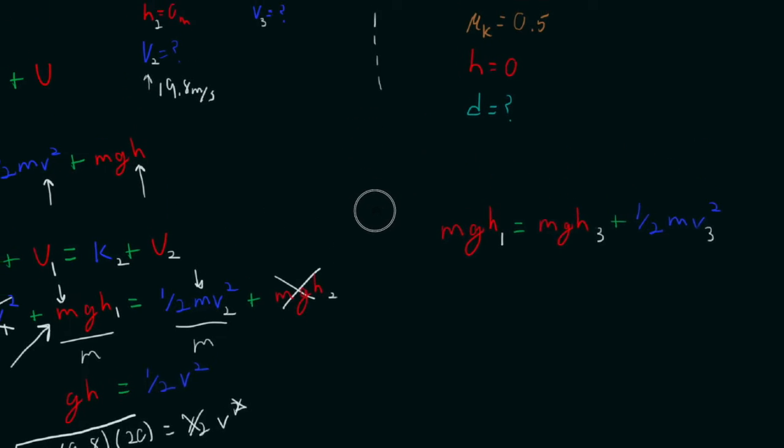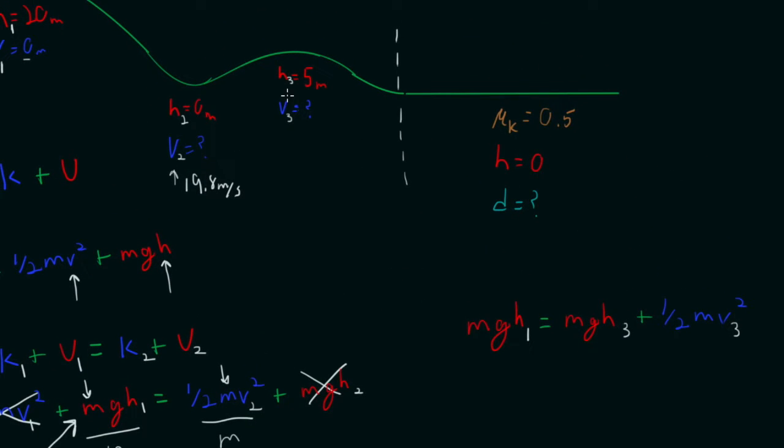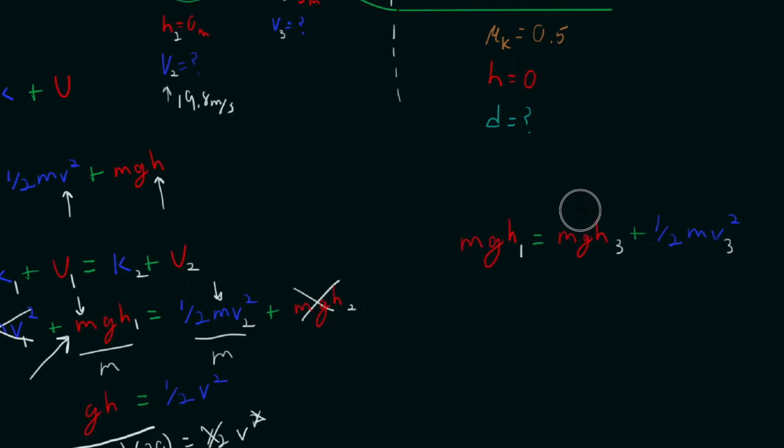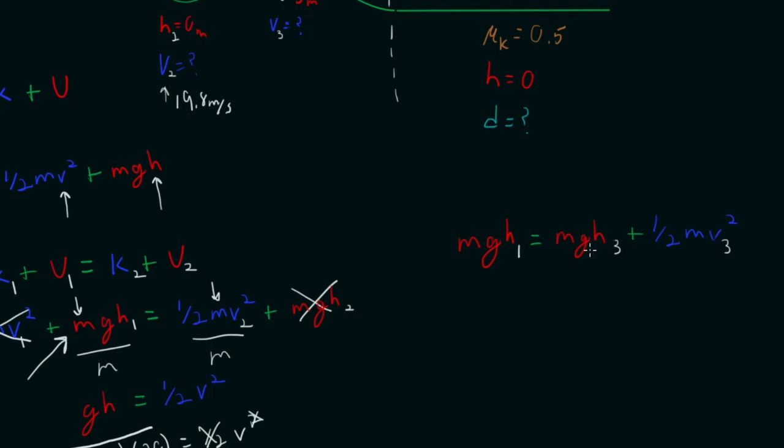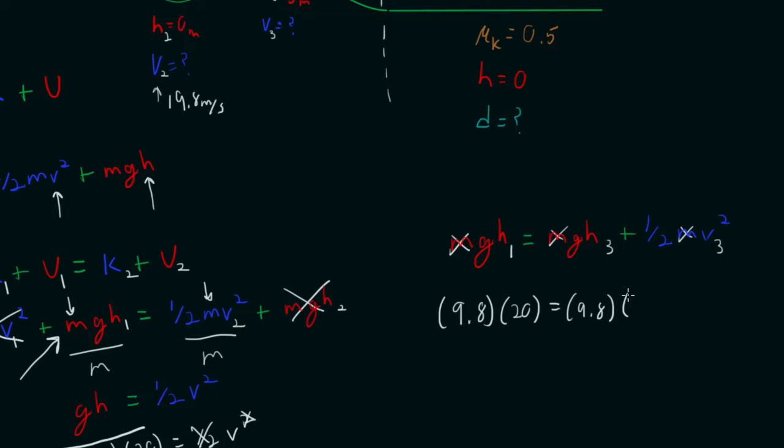All right, now if I look at my variables here, I do have a height. I have a height for my potential energy in height 3. So I am going to have a value here. I still have the same mass in all 3 terms, so I can knock that right out. And I end up with 9.8 times this height, which was 20, that's my first height, equals 9.8 times my third height, which is 5, plus 1/2 v3 squared.